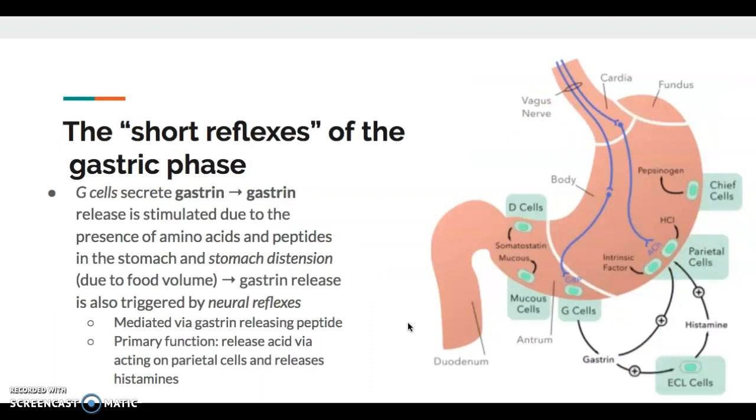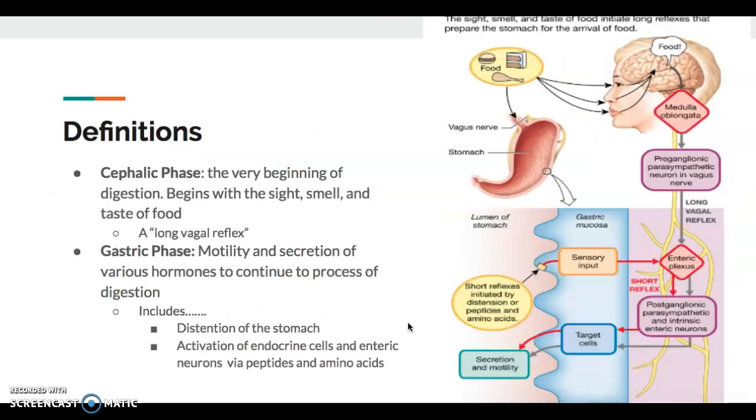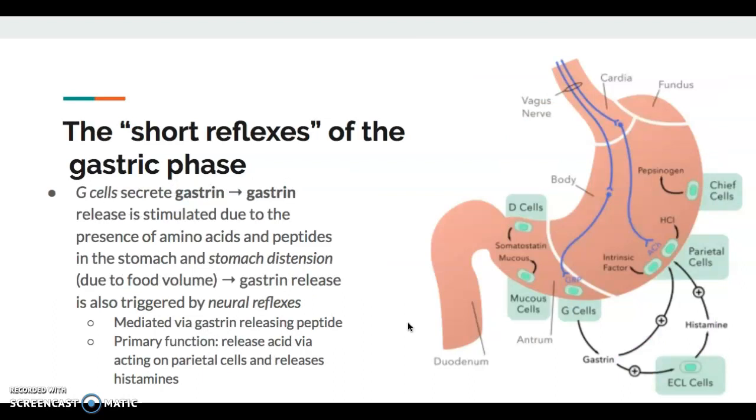So in the last diagram, we saw the long vagal reflexes and the short vagal reflexes. We're going to go more into the short reflexes of the gastric phase here. I chose a picture that I feel does a really good job showing where certain cells are in the stomach, what they do, and what their job is in terms of digestion and secretion. For this slide, we're going to focus on the G cells right here.